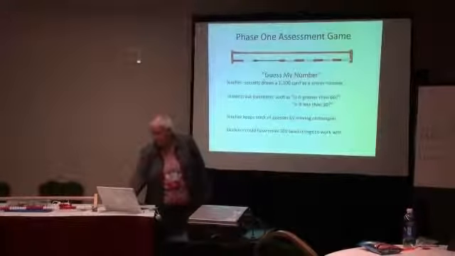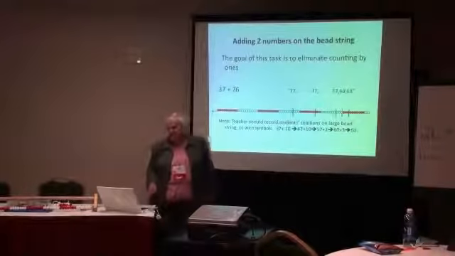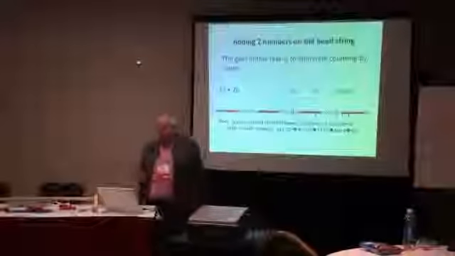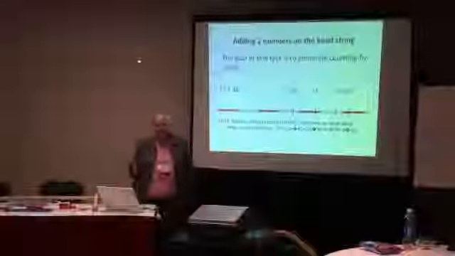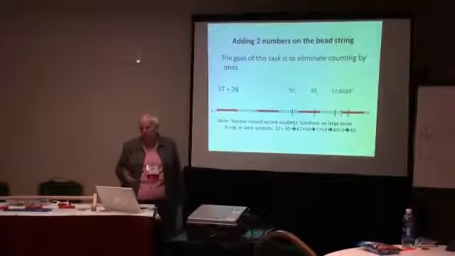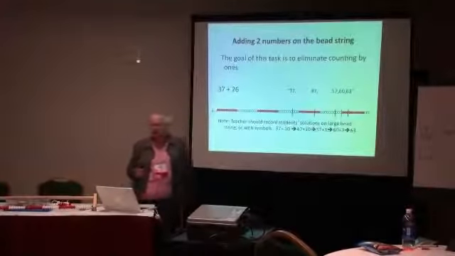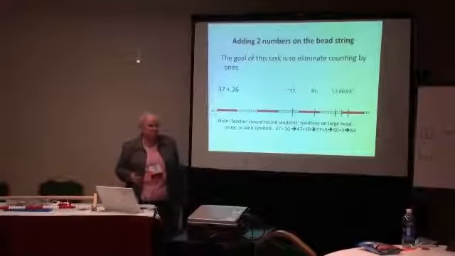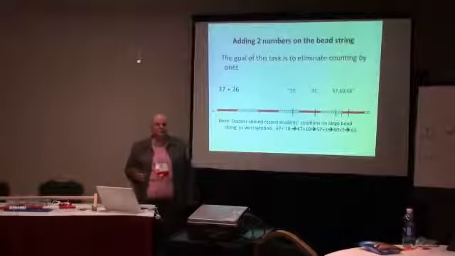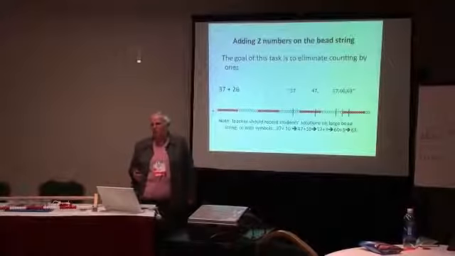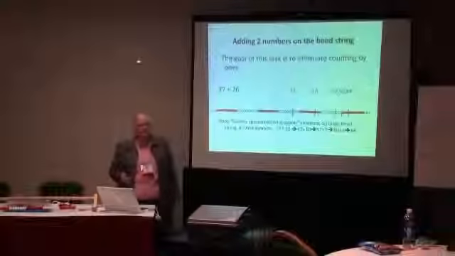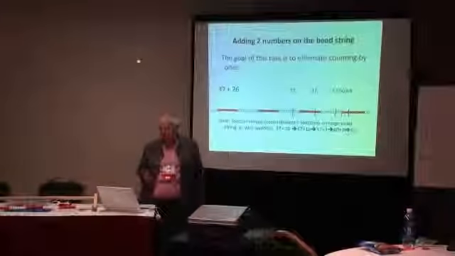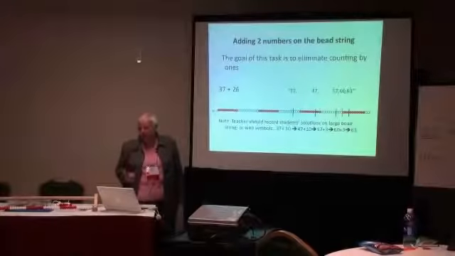Okay, that's a very good question. Now, the next thing is adding 2 numbers on the bead string. Now we're going to try to eliminate counting by ones. We're going to do this pretty quick. Please put over 37 as quickly as you can. The goal is 1 push. Can you do it in 1 push? Okay, 37.